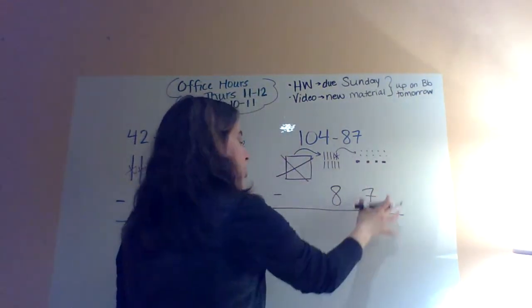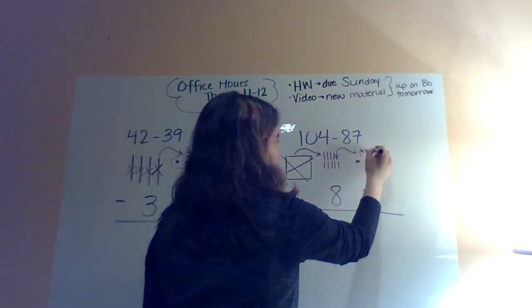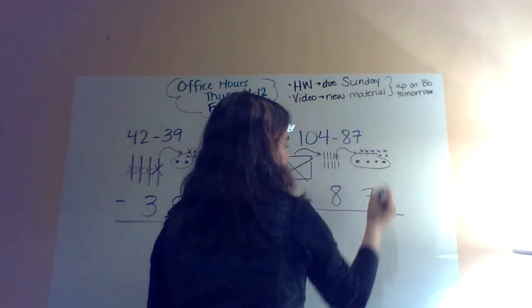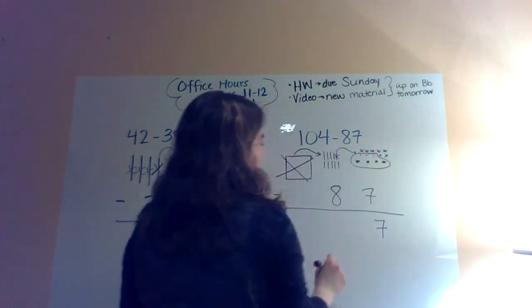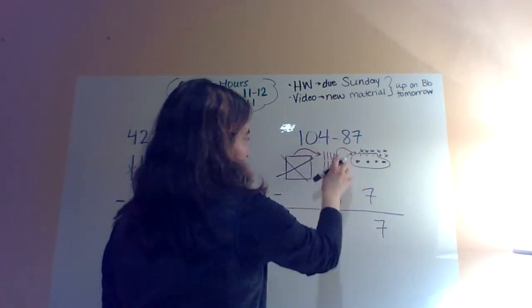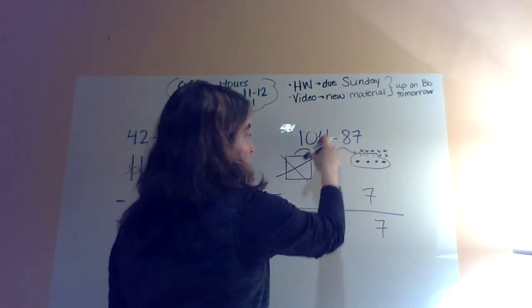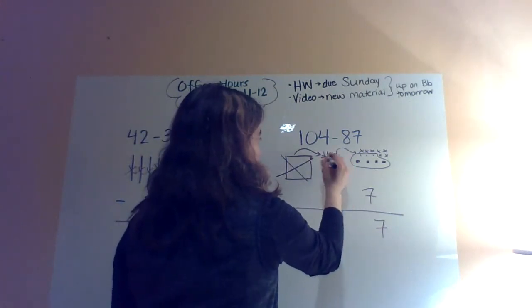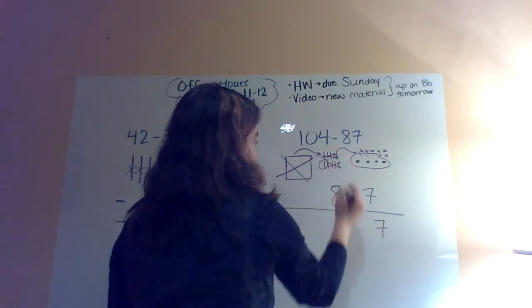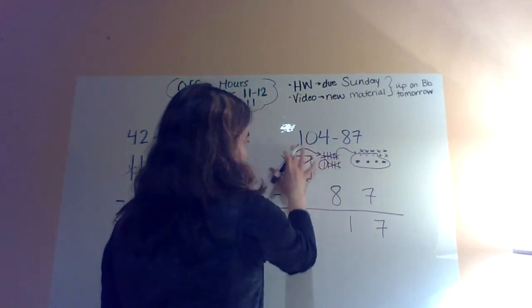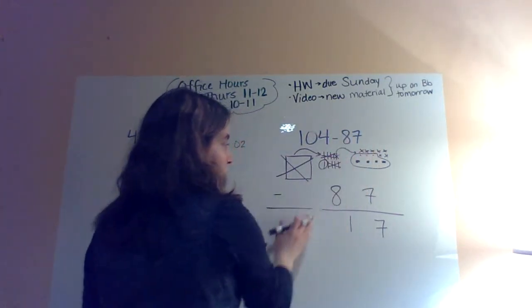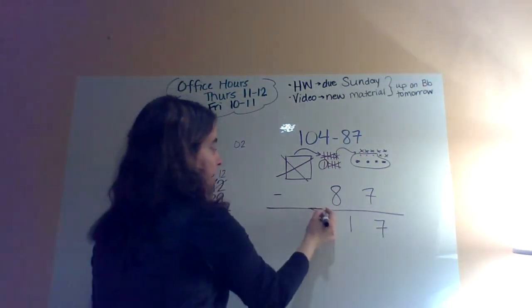So now I have more than enough to take away 7. So if I cross out 7, I have 7 left. Here I had 10 after I moved these over, but I used 1, so I have 9 now. I'm going to cross off 8 of them. So I just have 1 left. I had 1 flat. I broke it to get my 10s, so I do not have any more left.